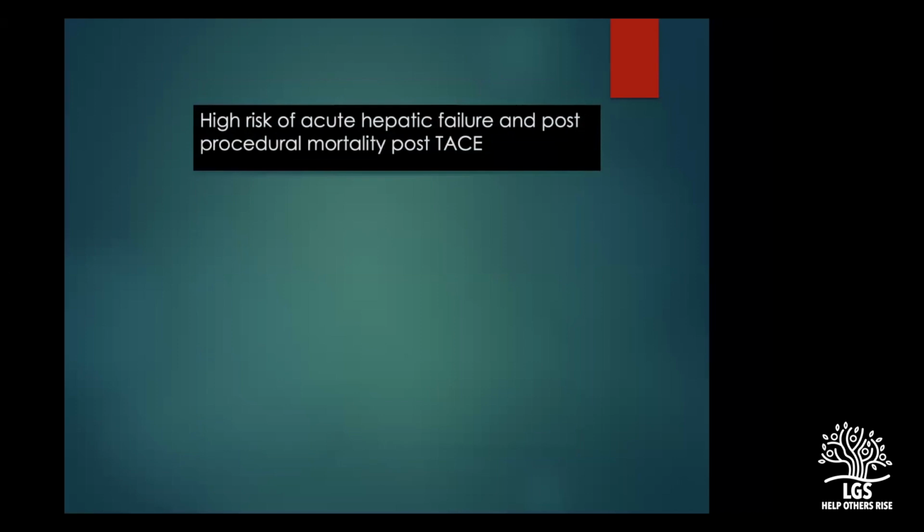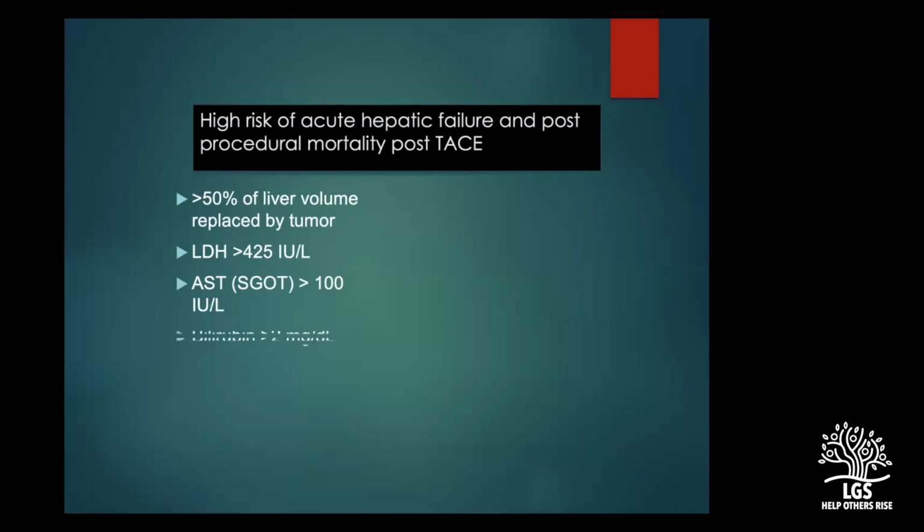Now, what predicts the hepatic failure rate? What predicts the post-procedural mortality post-TACE? More than 50% of the liver volume replaced by tumor, a high LDH, a high AST, or bilirubin of more than 2. Ideally, for me, the bilirubin threshold is more than 3.5. We can even go up to 4, provided we are super selective. We have even treated patients whose bilirubin was more than 4, but that is a very, very super selective case.